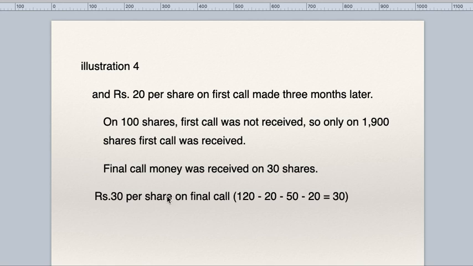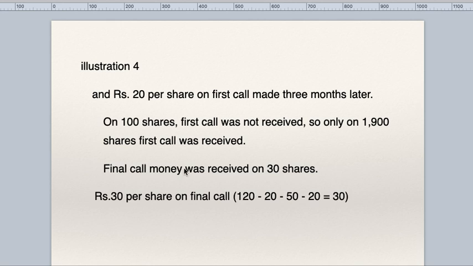So you need to find out what the final call money is. 120 is the issue price, 100 face value plus 20 premium, minus 20, this is application money, minus 50, this is allotment money, minus 20, this is first call money. So the remaining balancing figure is 30, which is due on the final call, the balancing figure.